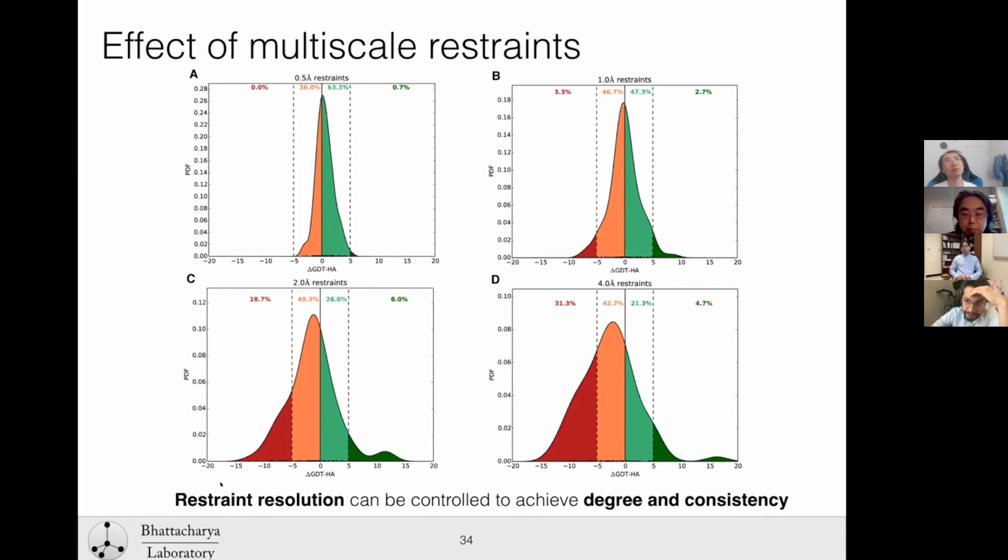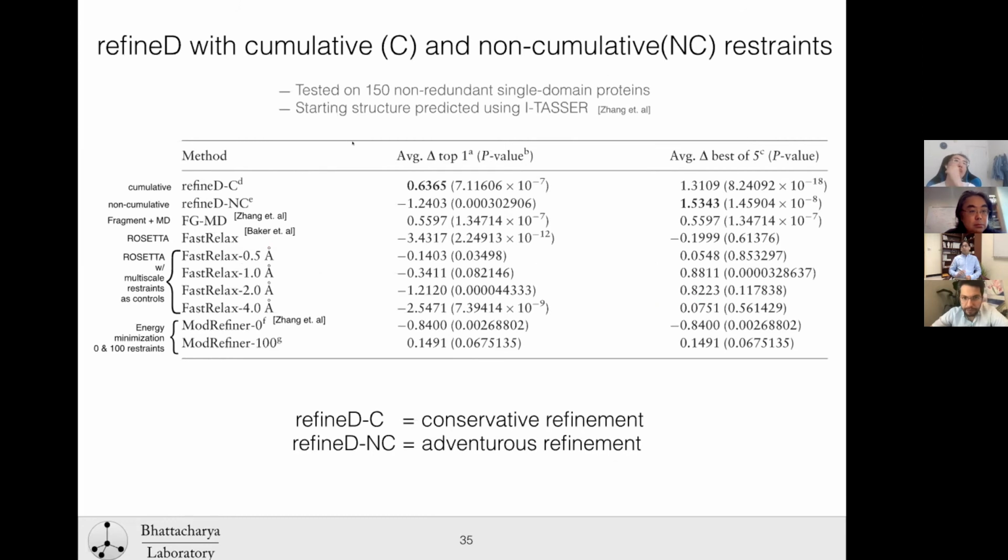So the point here is that the restraint resolution can be controlled to achieve a trade-off between degree and consistency on demand. If we want consistency, we can apply the more rigid restraints. On the other hand, if we want more variability and a higher degree of refinement, then we can apply softer restraints. To try that out, we came up with 2 variants of the refined method. One in which we applied all these restraints cumulatively. That is, we put all of them together and applied them simultaneously.